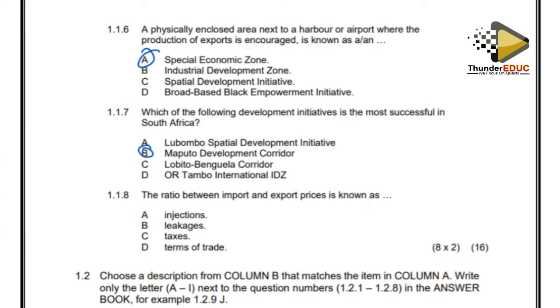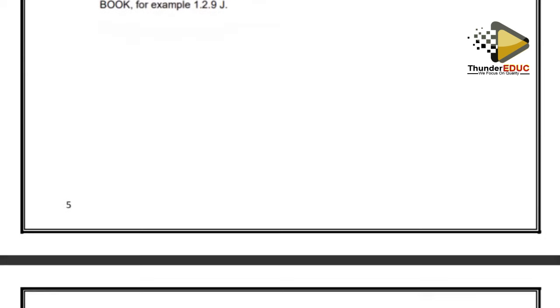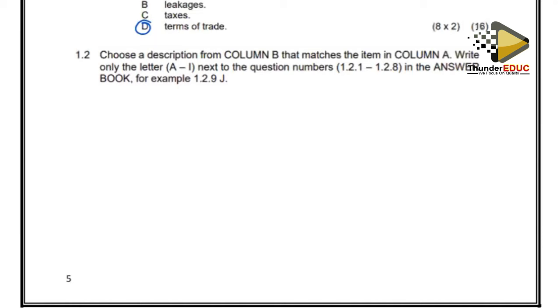Okay, right. So grade 12, moving on to the next question, we have 1.1.8. 1.1.8 reads as follows. The ratio between import and export prices is known as terms of trade, which is our option D. Okay, right. So now grade 12, let's move on to the next question, which is question 1.2.